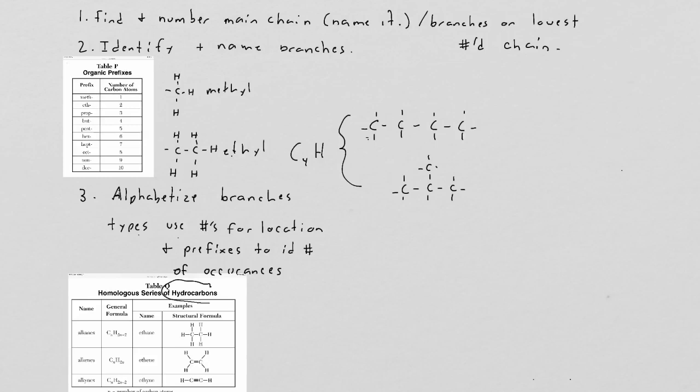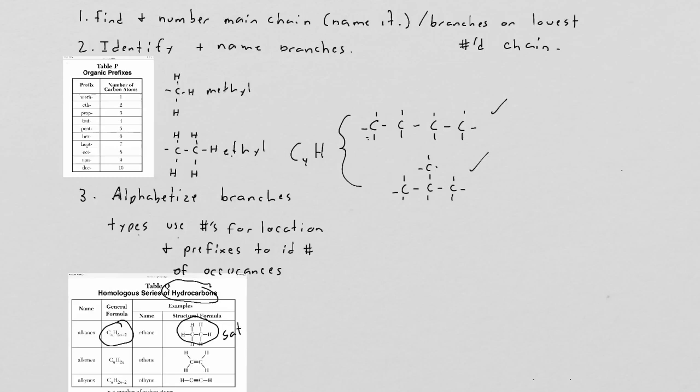Alkanes are hydrocarbons, which means they only contain hydrogen and carbon. They only have single bonds between the carbons, so they are saturated. And they always have the same general formula, which is CnH2n+2. So what I have here is two alkanes, each of which has four carbons if you count them. So this has four carbons and this has four carbons.